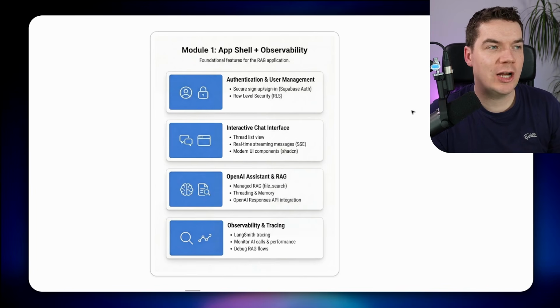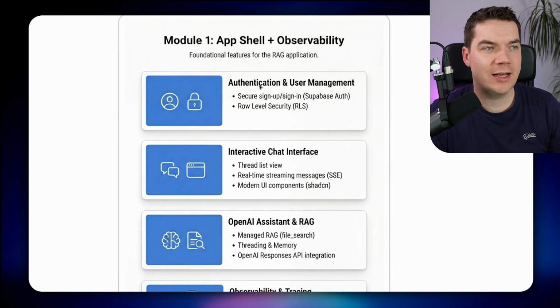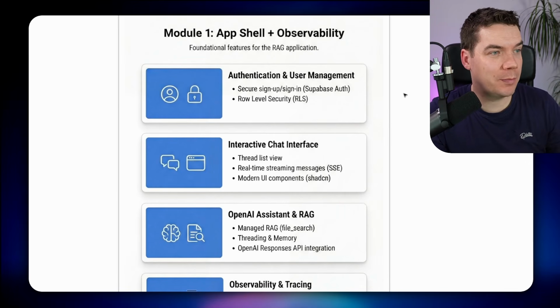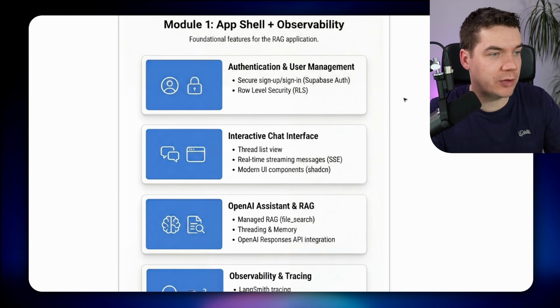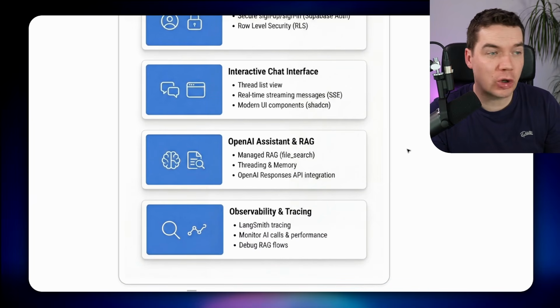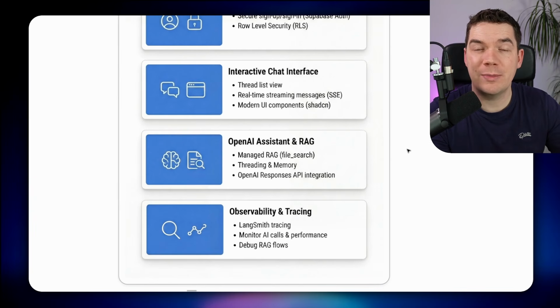So we're going to kick off module 1 where we build out the app shell. We set up observability with LangSmith and we hook up Supabase. So we're going to get our login screen up and running using Supabase auth for user management. And by the end of this, we're going to have a chat interface. We're going to have managed RAG up and running using OpenAI. Within the OpenAI playground, we'll be able to create a vector store and drop files into that vector store. And through our chat UI, we can have a conversation with those files.